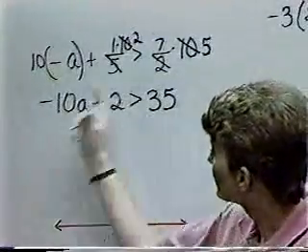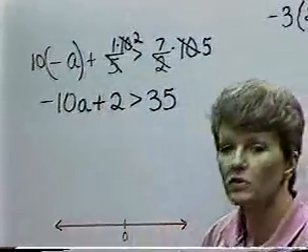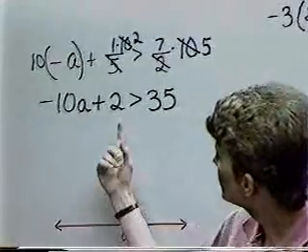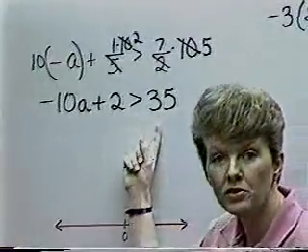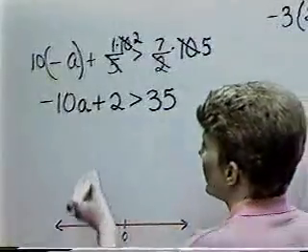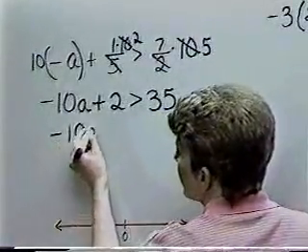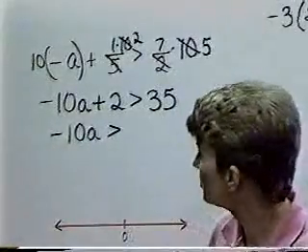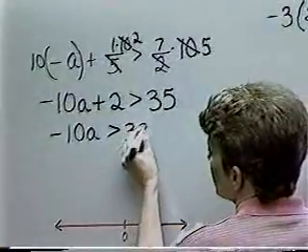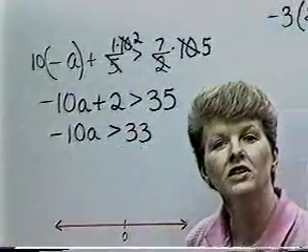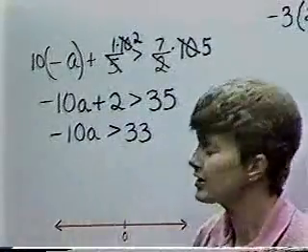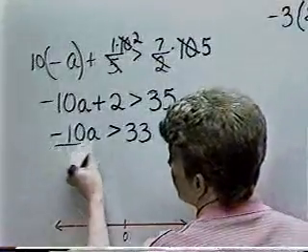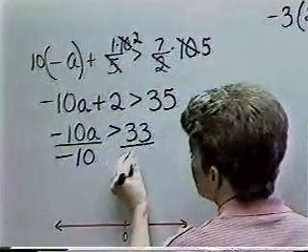To solve this, I have no parentheses now, so let's move variable terms to one side and all constants to the other side. To do this, I'm going to subtract 2 from both sides of my inequality. I'll have negative 10a is greater than 35 minus 2, and 35 minus 2 would be 33. Then finish solving for a by dividing both sides by the coefficient of a, which in this case is negative 10. I'll divide both sides by negative 10.